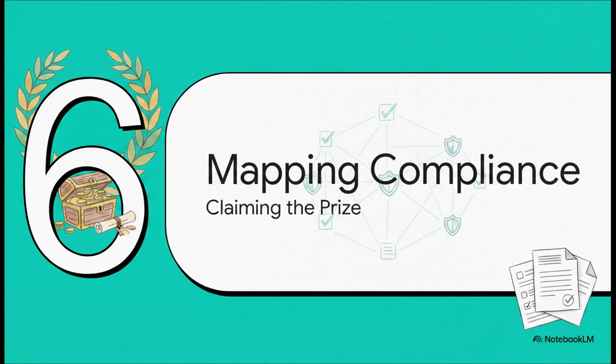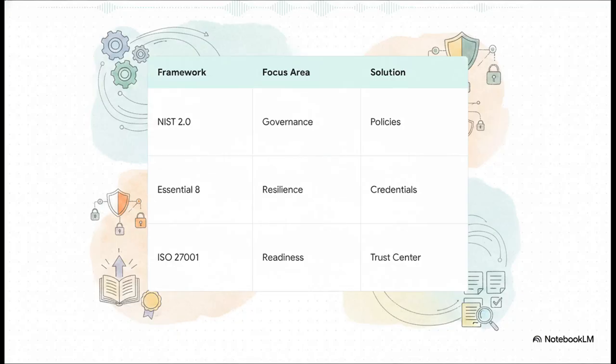Finally, we've reached Section 6, Mapping Security Compliance. This is step 4 of our deployment journey, kind of the final boss battle, where you claim the ultimate prize for your executive team. When it comes time for an audit, words just aren't enough. You need rock-solid proof.